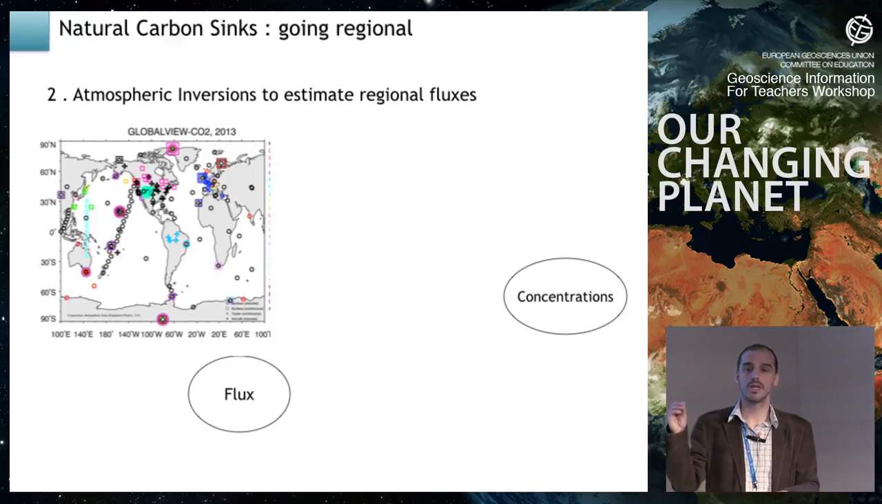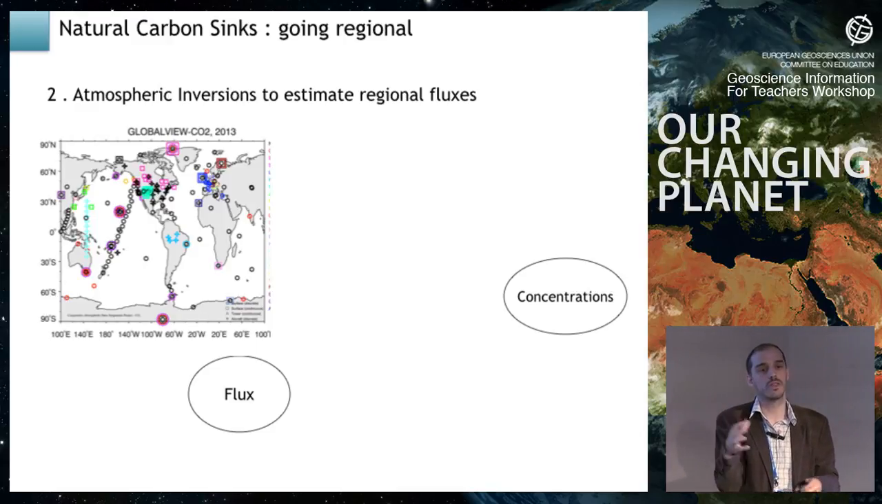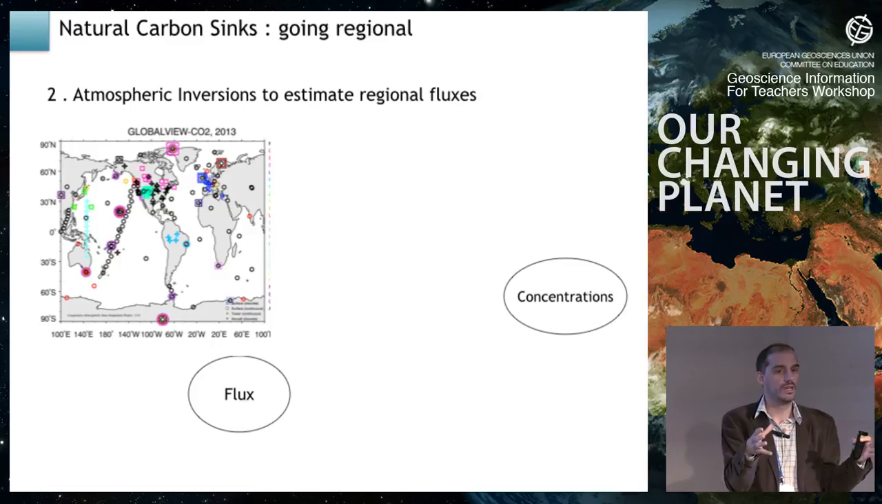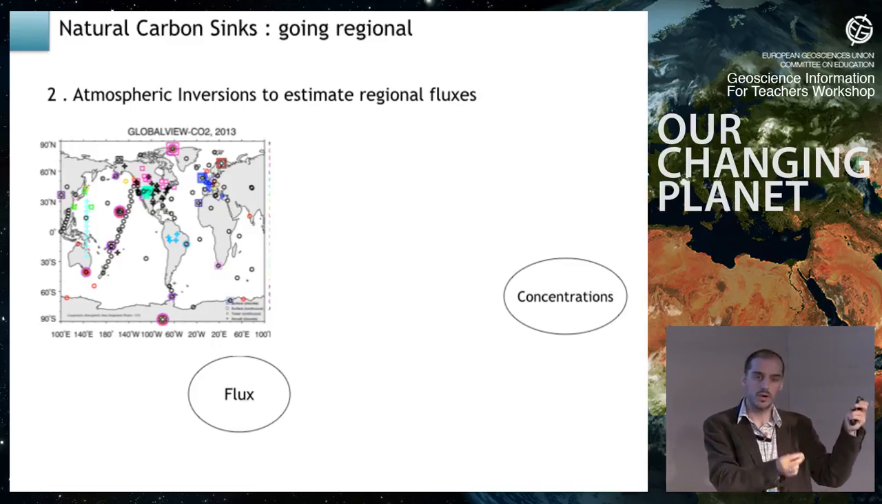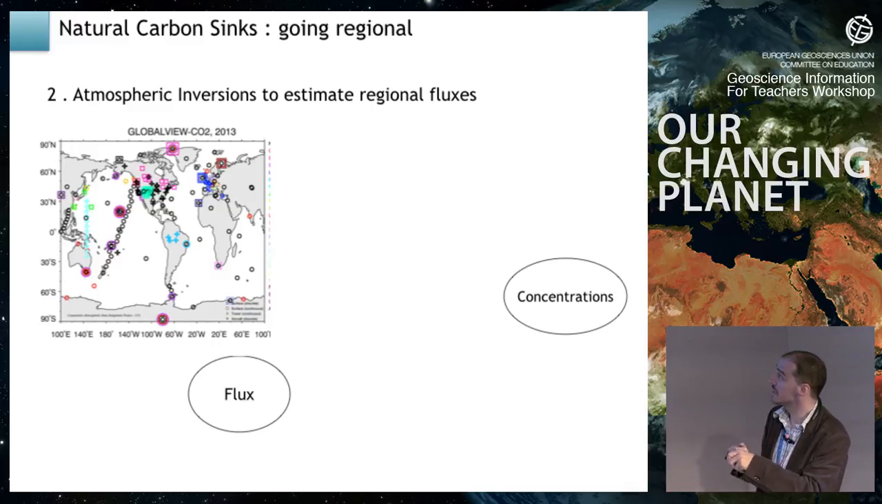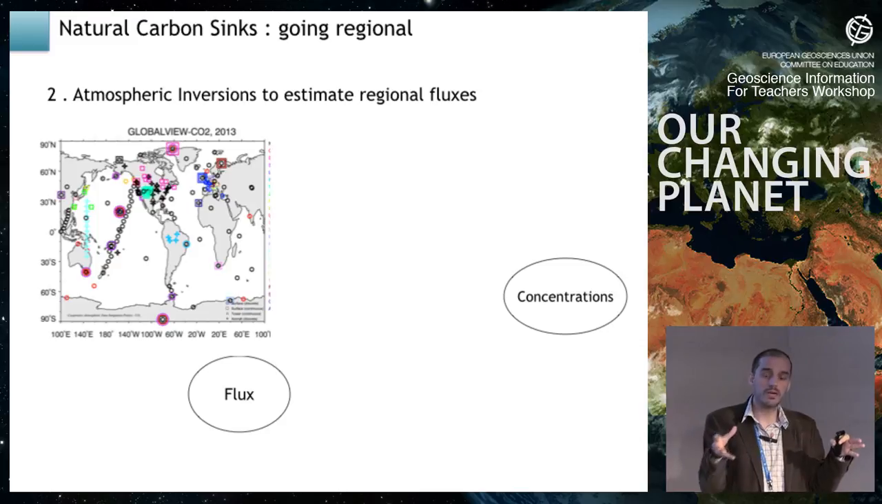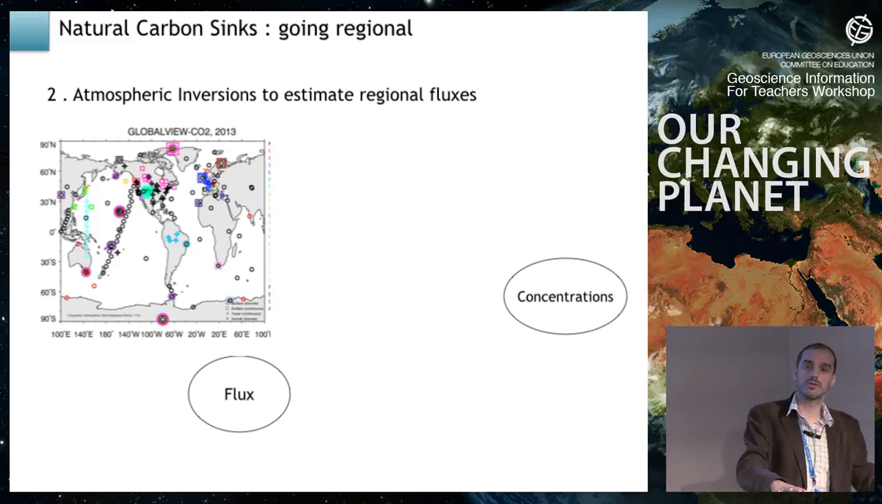So I was showing in the beginning only CO2 at Mauna Loa. Basically, implicitly, I was assuming that CO2 is well mixed in the atmosphere. But when you measure CO2 at different places, you have gradients in the atmosphere. And so these atmospheric inversions, basically, they use atmospheric CO2 gradients to back up fluxes at the surface.